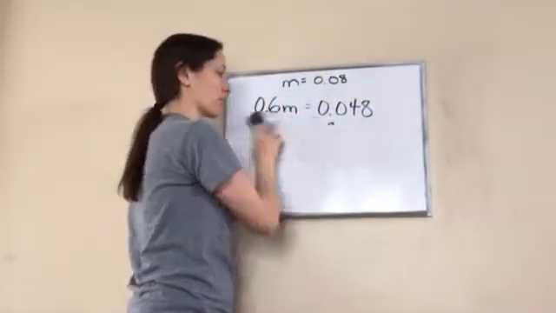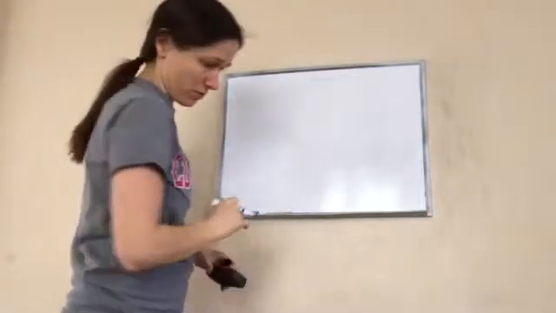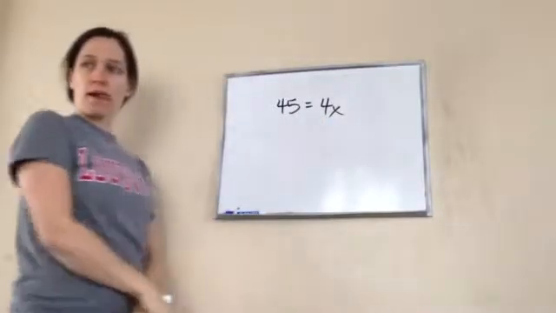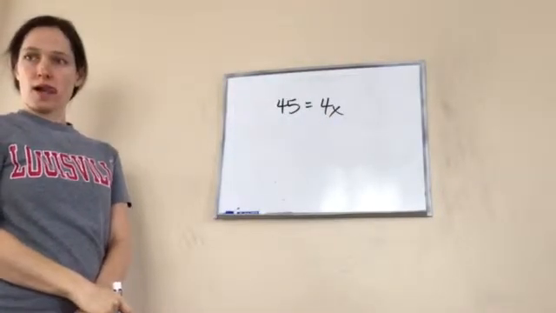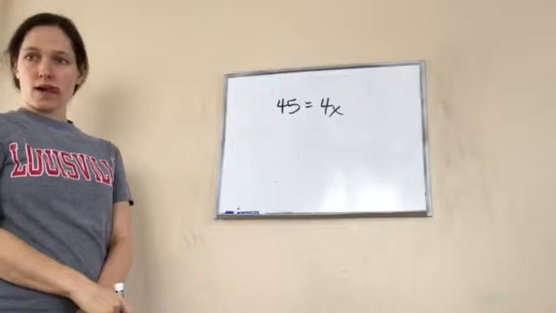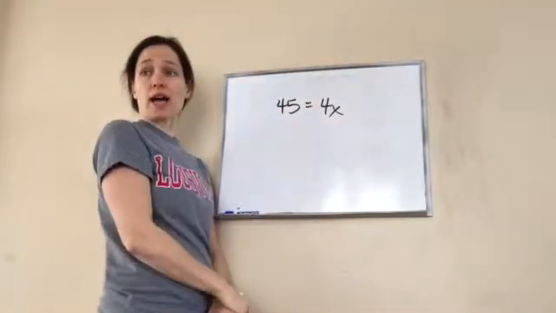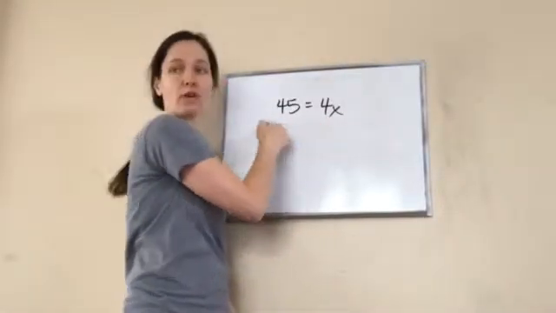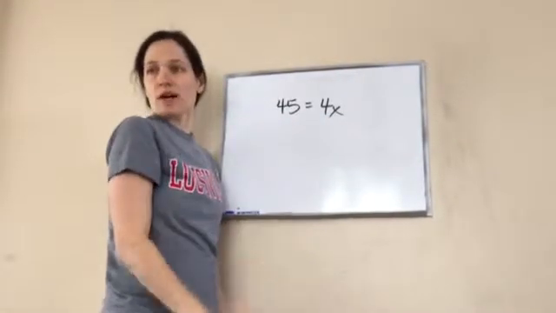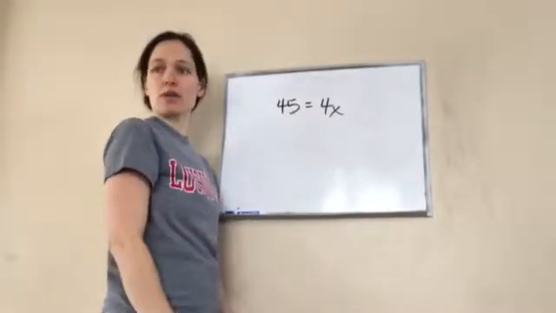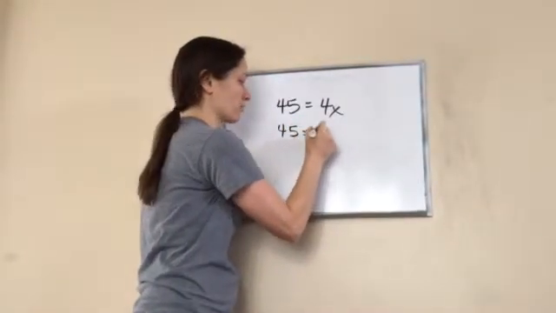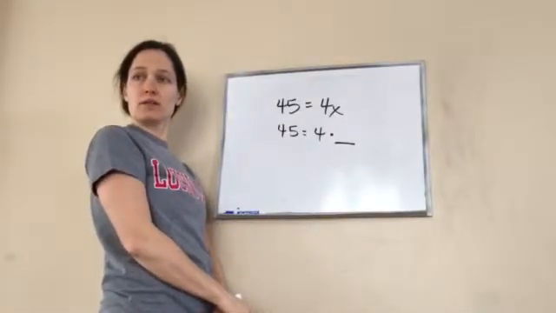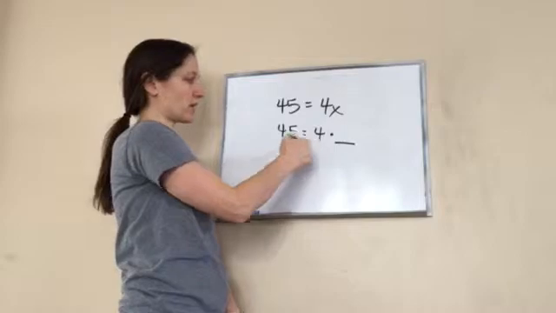All right, last problem. Now this time they're going to try to trick you. Ready? Tell me what they're trying to do to trick you on this one. They just wrote it on the other side. Yeah. It's still saying the exact same thing. 4 times what equals 45. You can write it on either side. It doesn't matter. It still says 45 equals 4 times what? And what do we know that to be?